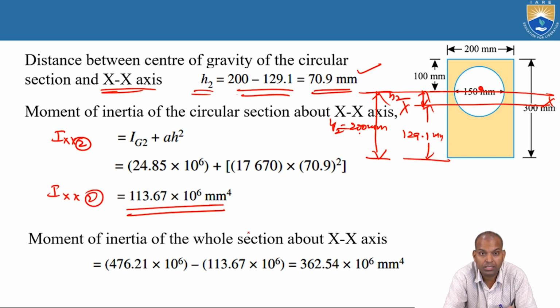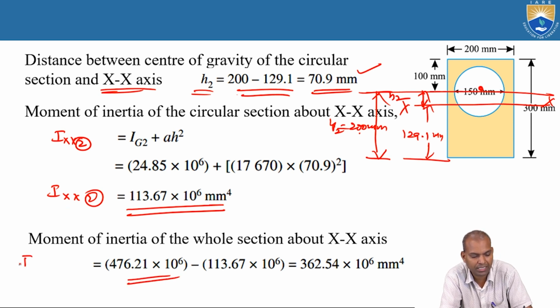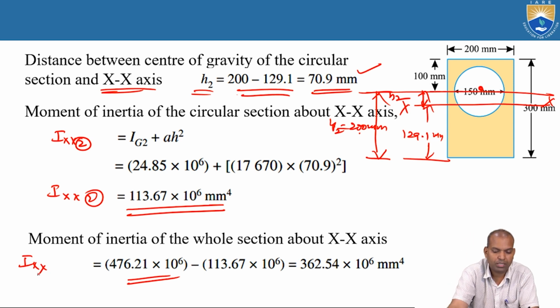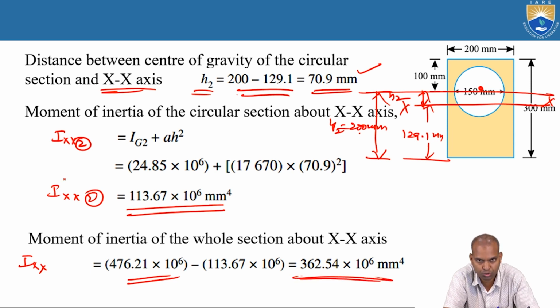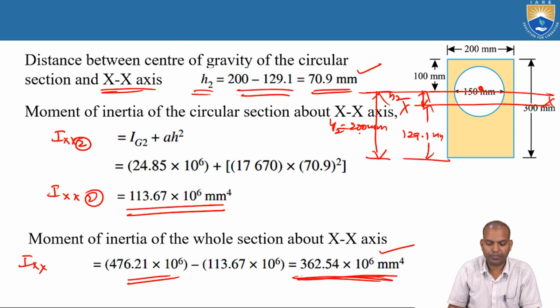Now we have to subtract this Ixx2 from Ixx1. That's what we did here. Then we'll get Ixx. What about Ixx1? That is 476.21 into 10 power 6. Ixx2 is 113.67 into 10 power 6. Make the 10 power 6 common and subtract 113.67 from 476.21. Then it is 362.54 times 10 power 6, that is millimeter power 4.